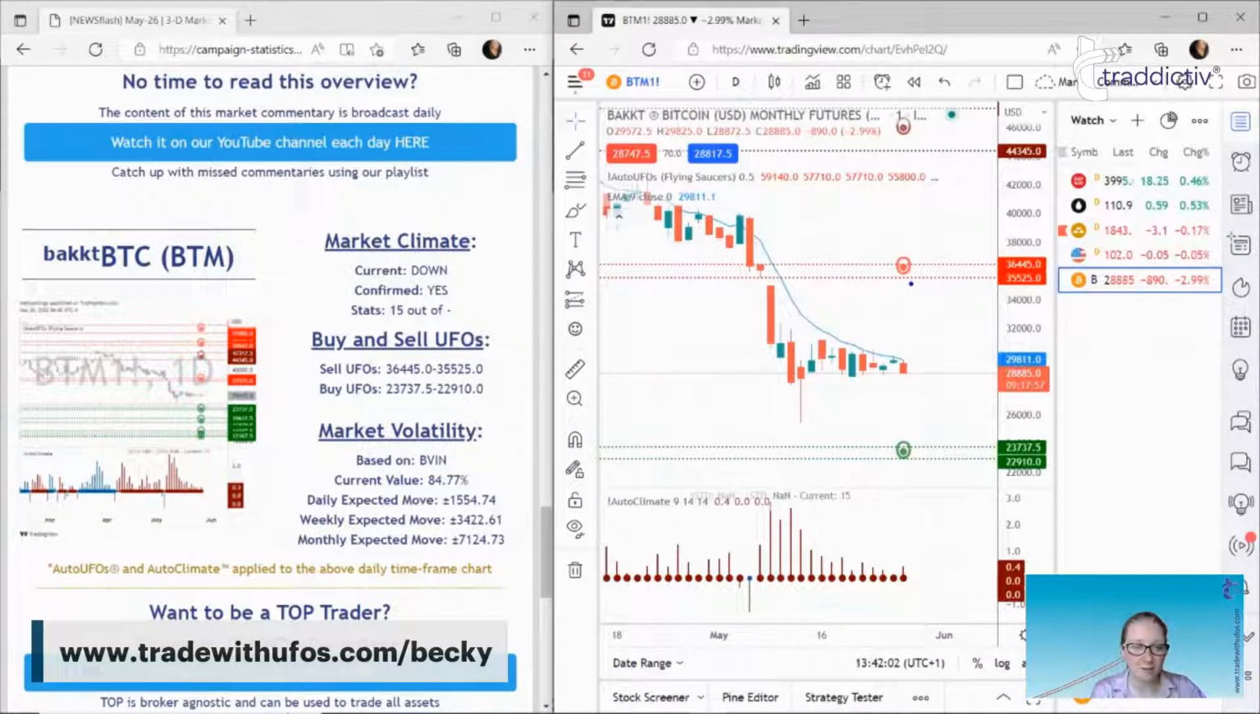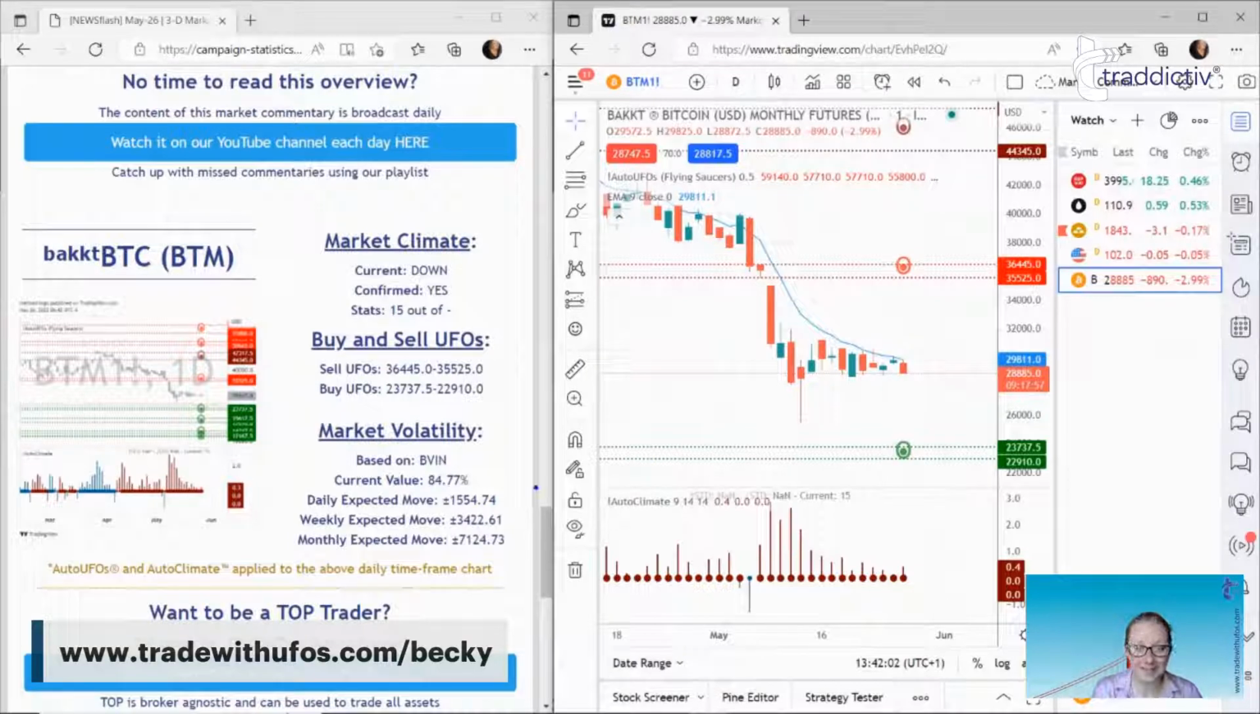Now we have sellers reasonably far away, between 36,445 to 35,525. And we have buyers here between 23,737.5 to 22,910. Unlikely that either buyers or sellers that we see there are going to affect us today. Probability to the downside coming from the climate again.